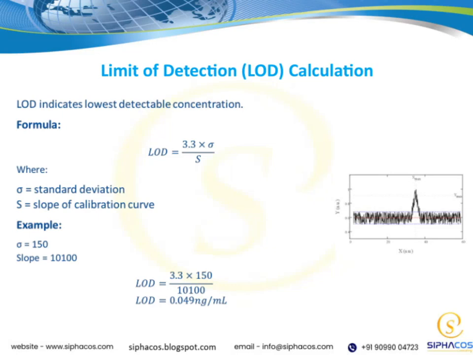Let's now talk about the limit of detection, or LOD, calculation. This is a crucial step because it tells us the smallest amount of analyte that we can reliably detect with our method. Essentially, it helps us understand the sensitivity of our analytical technique. To determine the LOD, we typically look at the signal-to-noise ratio, often using a ratio of 3:1 as a standard. That means our signal from the smallest detectable amount should be 3 times higher than the background noise.